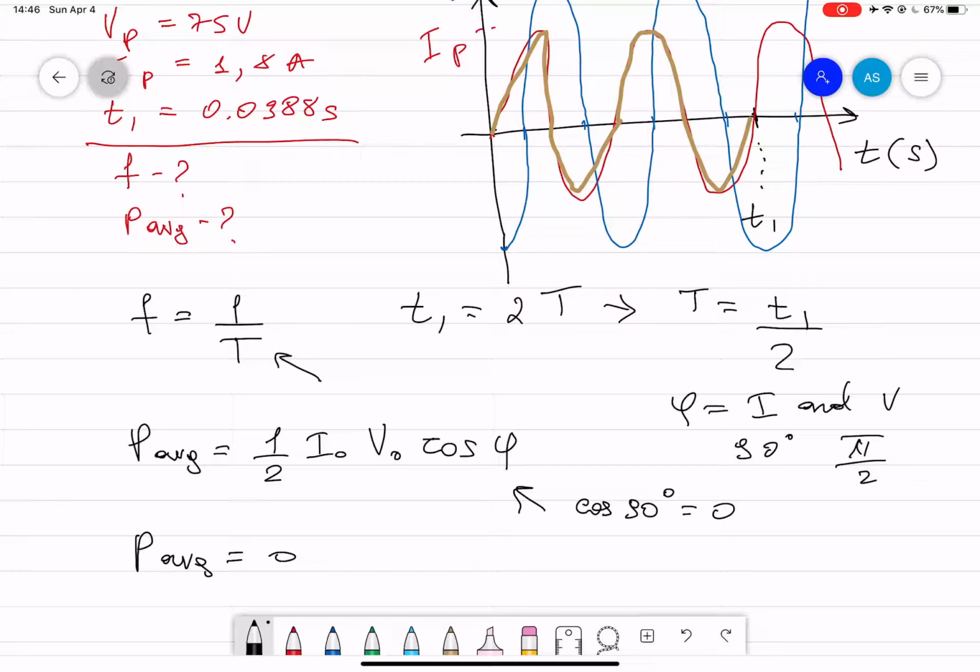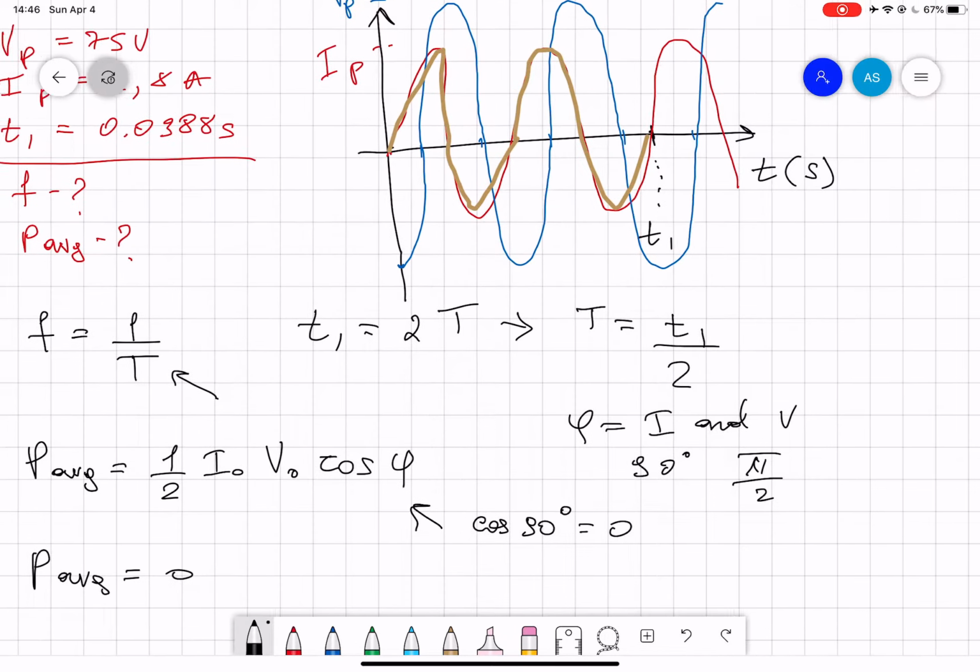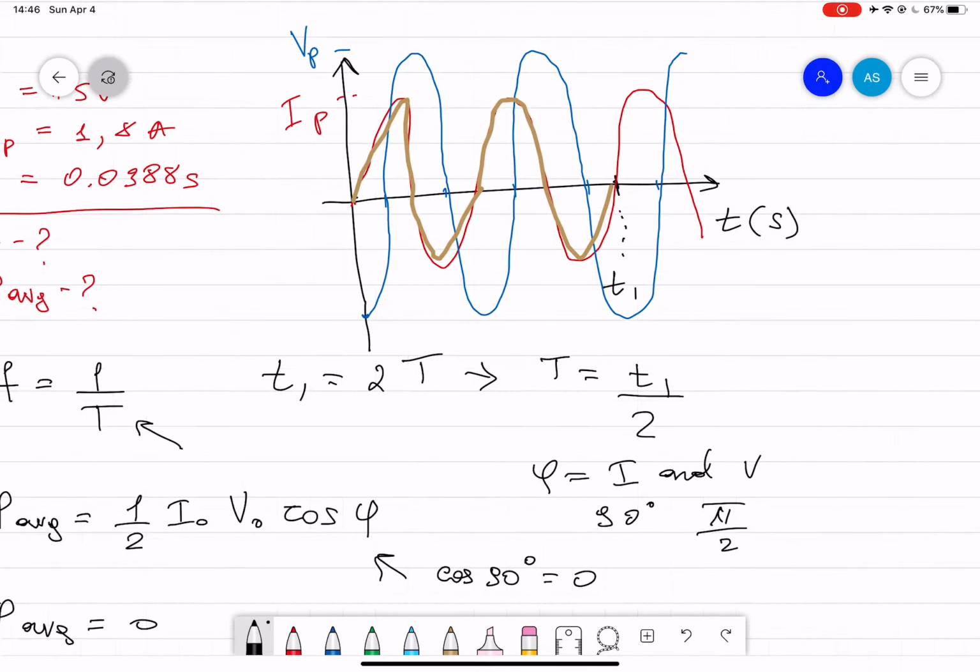Okay, now we have to find whether it's the resistance or inductance or capacitance. How can we find it? If the current is leading the voltage, then it will be capacitance. However, in our case, the current is lagging behind the voltage. Because if you can see here, when the current is 0, the voltage is at maximum. So therefore the current is lagging the voltage, so therefore it is inductive.